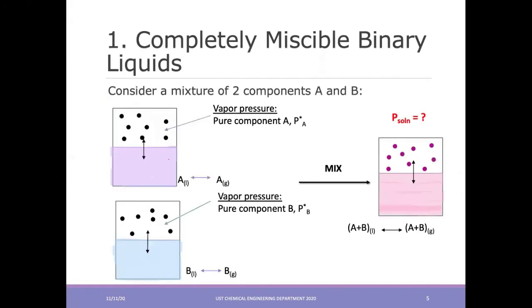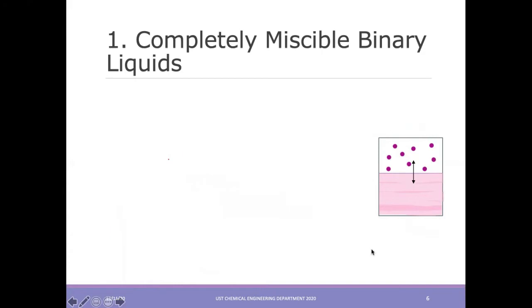Now, for completely miscible binary liquids, consider a mixture of two components A and B. So we have pure component A with its corresponding vapor pressure, and pure component B with its corresponding vapor pressure. If these two would be mixed, how would this affect the total pressure of the mixture?